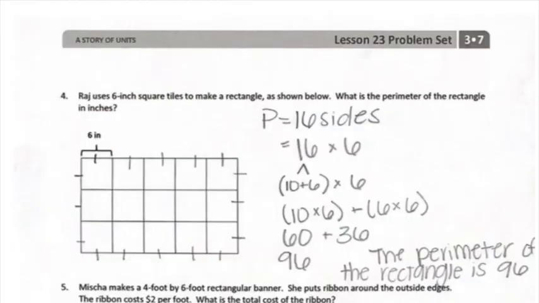Raj uses 6-inch square tiles to make a rectangle as shown below. What is the perimeter of the rectangle in inches? So I can see that one side length is 6 inches, and if all of them are squares, they all have the same side length, which is 6 inches.